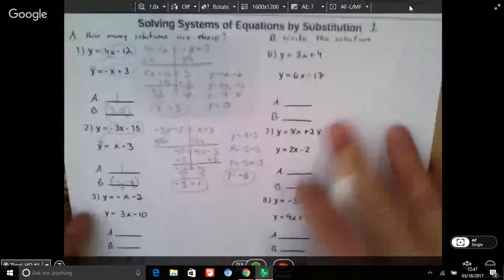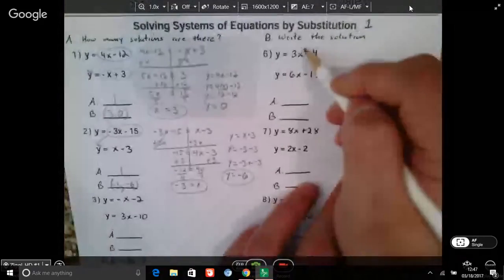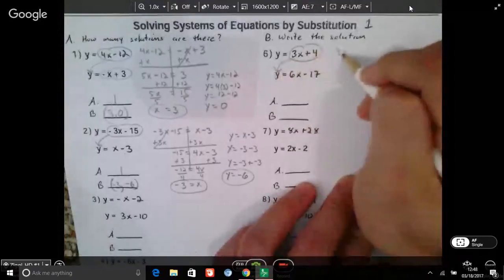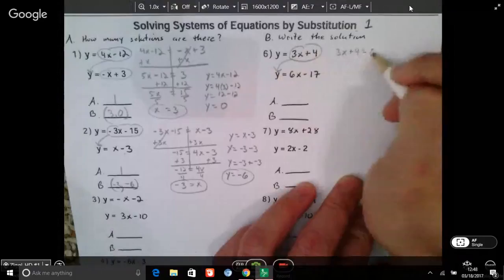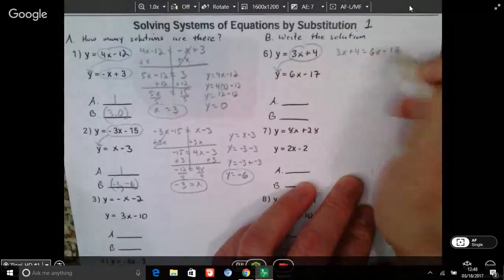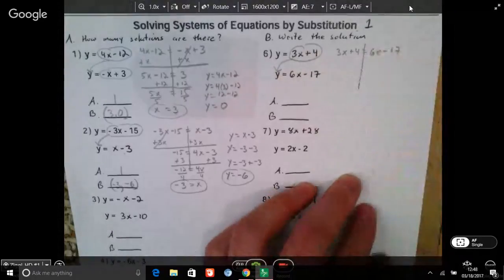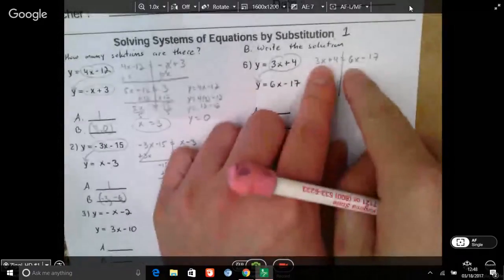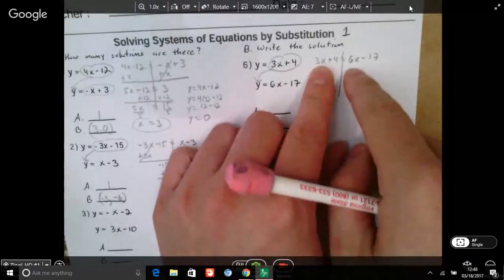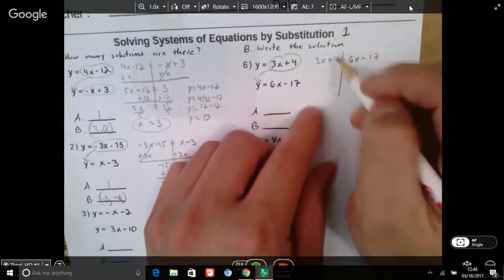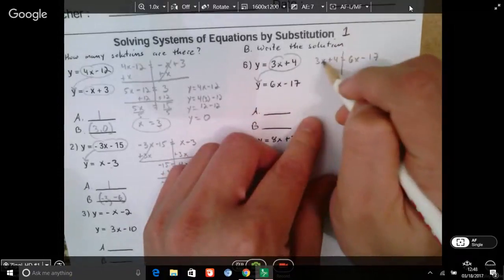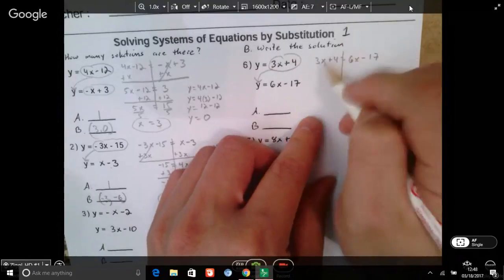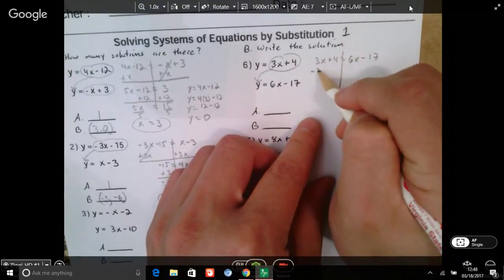Number 6. Okay, so same situation here, right? y is that. So I have this 3x plus 4 equals 6x minus 17. Right, so there's my equal sign. All right, so let's go ahead and get the x by itself, or solve for x, right? Right now I see 2. So go to either one and then do the opposite sign because they're on different sides of the equal sign. This is a positive 3x, so I'm going to subtract 3x.